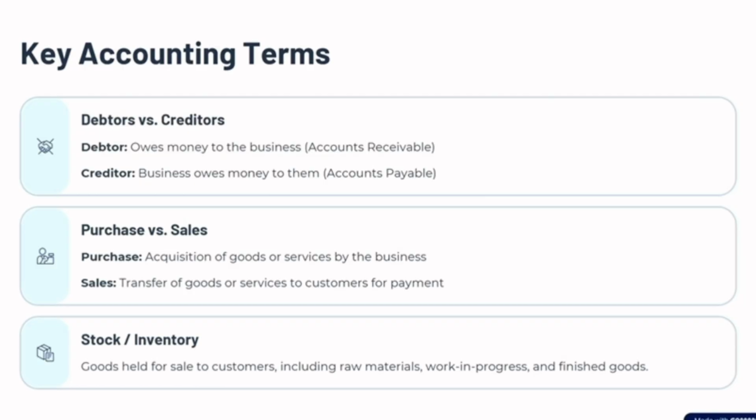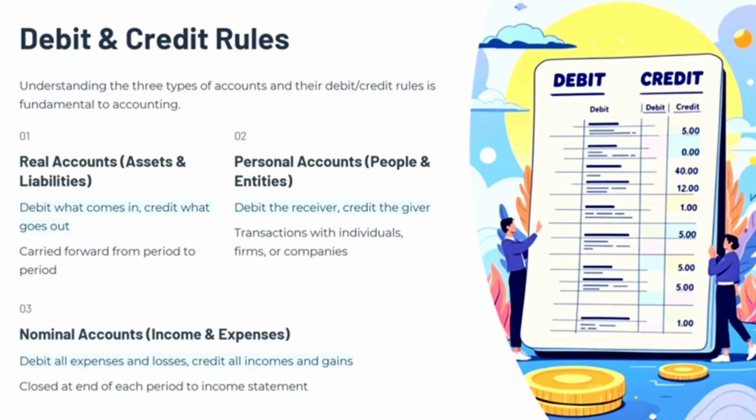Stock or inventory. Stock or inventory represents the goods a business keeps for sale or use in production. It is a current asset that helps the business in generating revenue. Debit and credit rules, also called golden rules of accounting. Understanding the three types of accounts and the debit and credit rule is fundamental to accounting. First one, real account. A real account deals with assets, things the business owns, like cash, furniture, building, and machinery. These accounts carry their balance forward to the next year. Rule, debit what comes in, credit what goes out.